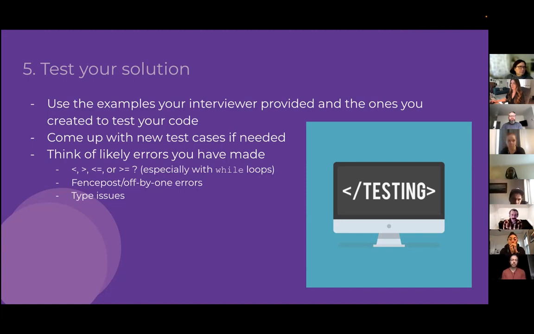Try to think of likely errors that you might have made while you're going through this process. Some things to check are your Boolean comparators or incrementing. I'm sure you can all think of how often you've had an off by one error in your code or something like that. Also be aware of type issues, and make sure that you're always adding the correct types together, and that your casting is being done properly, things like that.